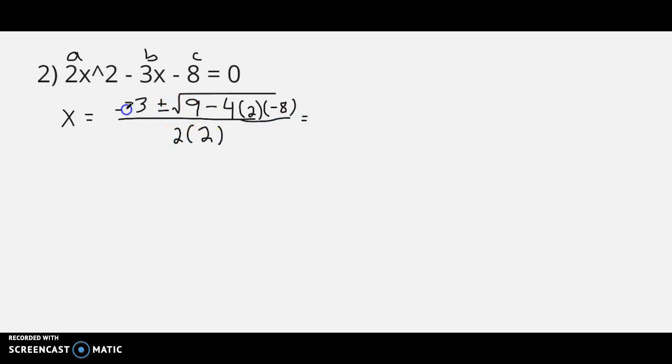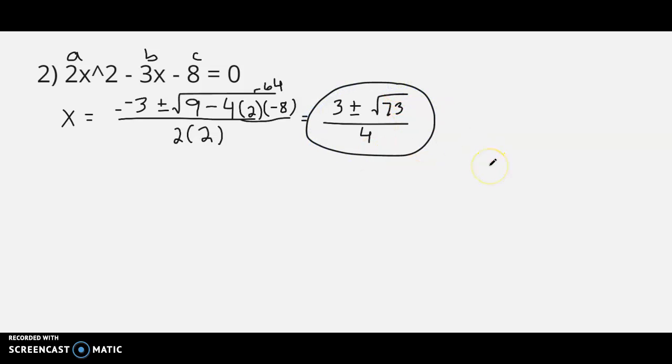Alright. Notice at the beginning we have negative 3, which is a positive 3, plus or minus. 4 times 2 is 8. 8 times negative 8 is a negative 64. We have 9 minus negative 64, which is a positive 73. The denominator is 2 times 2, which is 4. Our final answer, the two answers, 3 plus or minus the square root of 73 over 4. Notice there's a positive or a negative. Now if you wanted to find the decimal of that, you could just plug it into the calculator and get your decimal answers if you needed them.